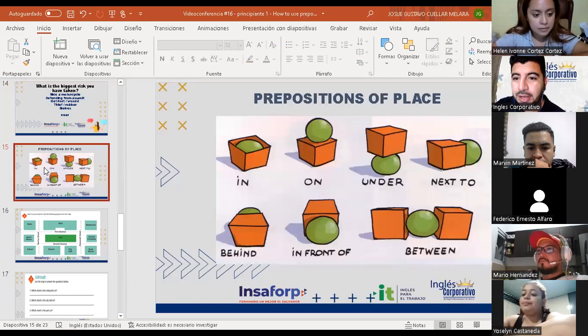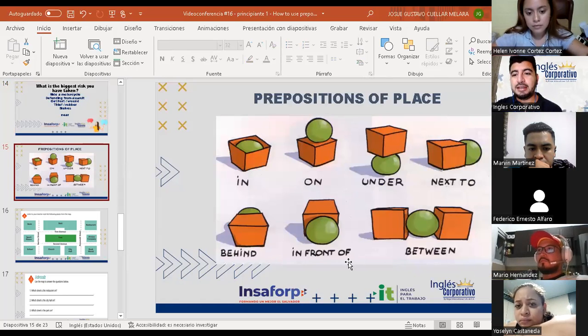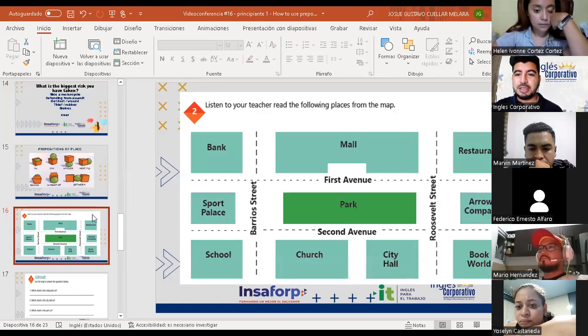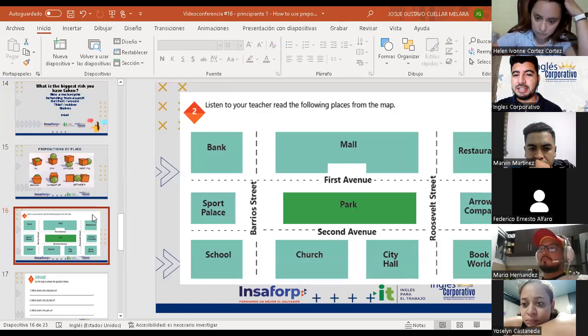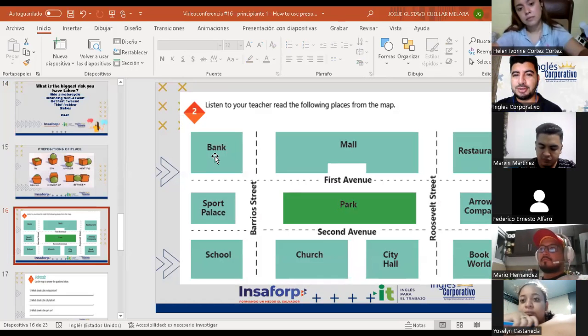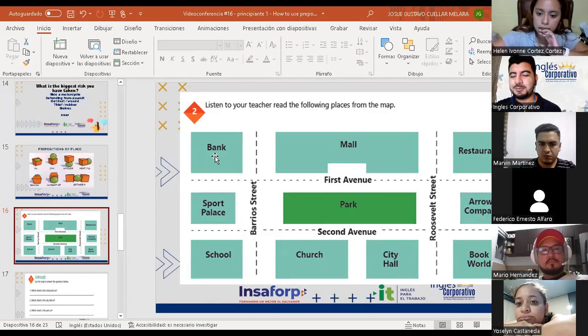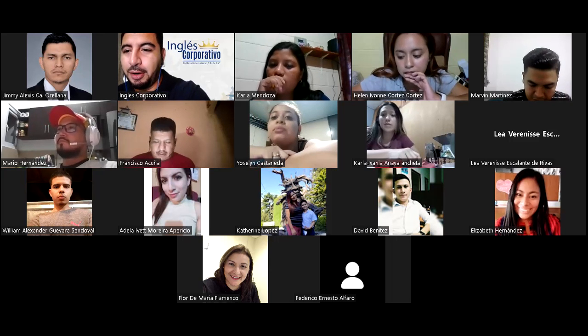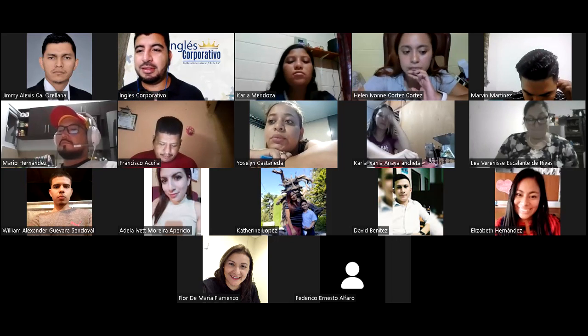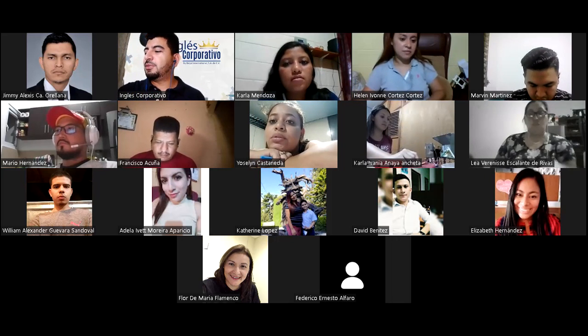Prepositions of place. Tenemos acá, ¿verdad? Nuevamente, in, on, under, next to, behind, in front of, between. Y ahora tenemos esto, que espero que se memoricen un par de estas palabras. Unos cuantos segundos. No es necesario que les escriban porque son poquitas. Okay. What about Helen? One name of these places, un nombre de estos lugares.